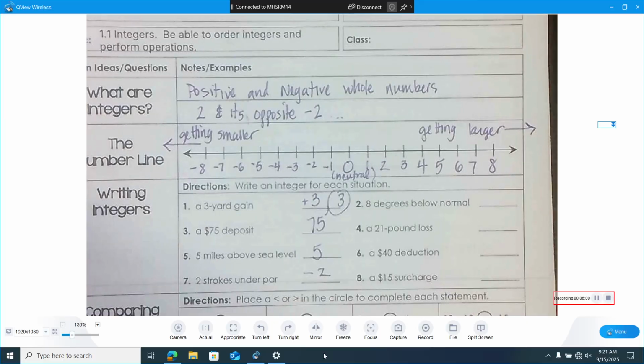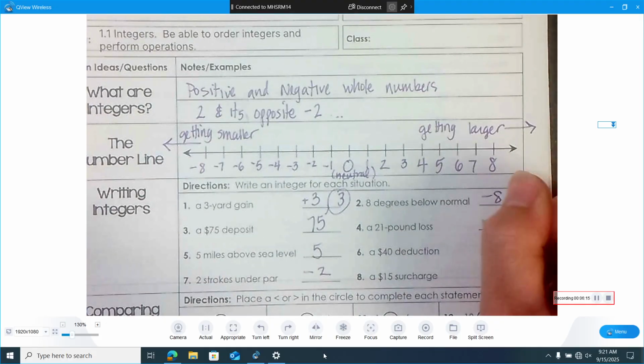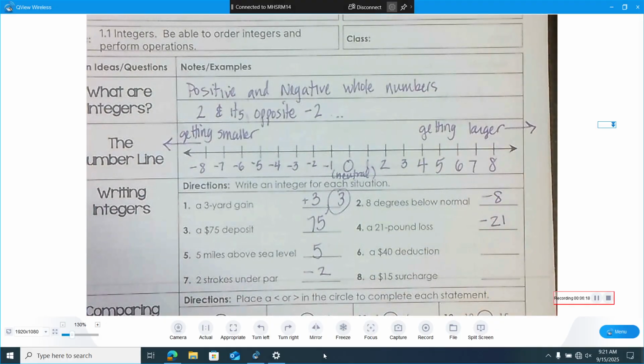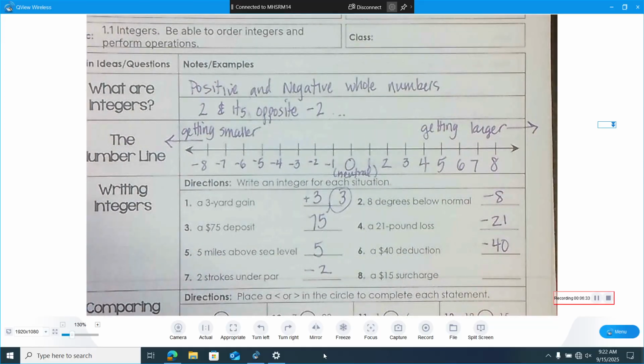All right, what about 8 degrees below normal? -8, very good. Oh, a 21-pound loss. What do you think for that? Mason, what you got? Yeah, -21. We're losing 21 pounds. Wow, that's a lot. What about a $40 deduction? What do you think deduction is, Eva? Yep, deduction means to reduce, so -40, very good. And a $15 surcharge, that's kind of a weird one.